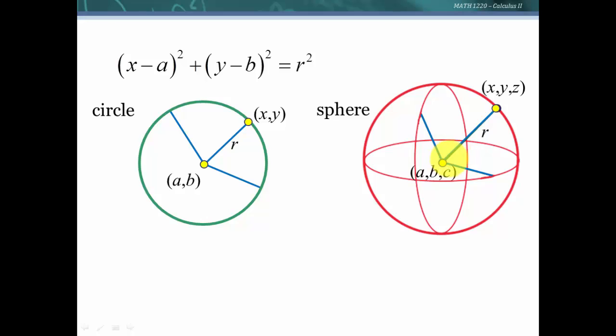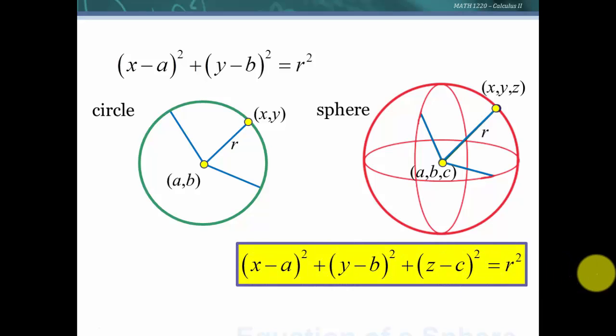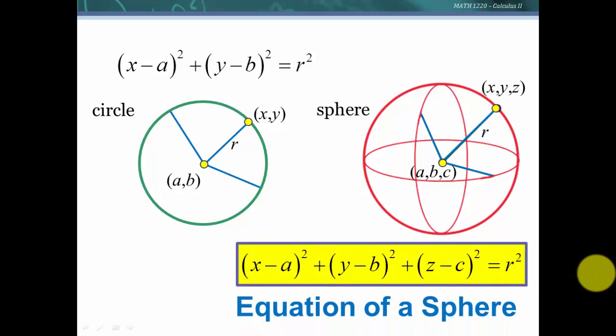And if we wanted an equation for the sphere, we could use the distance formula and have r equal the distance between these points, which would be x minus a squared plus y minus b squared plus z minus c squared, square rooted. And then if we didn't want the square root, we could square both sides, and we now have the equation for a sphere. And you can see again it's analogous to the equation for a circle in 2 space, but now we have our third dimension here. So here we have the equation of a sphere.